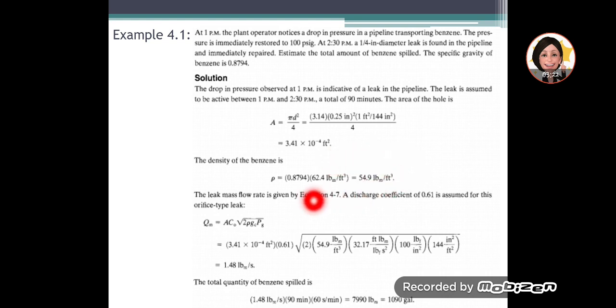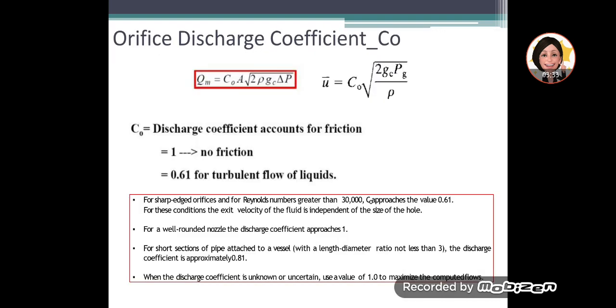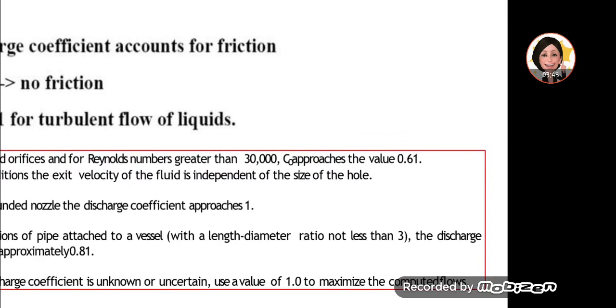Finally, we need to decide on the C naught, the discharge orifice coefficient. In this case, it is assumed to be 0.61. Why 0.61? Because the exit velocity of the fluid is independent of the size of the hole, so we choose 0.61.